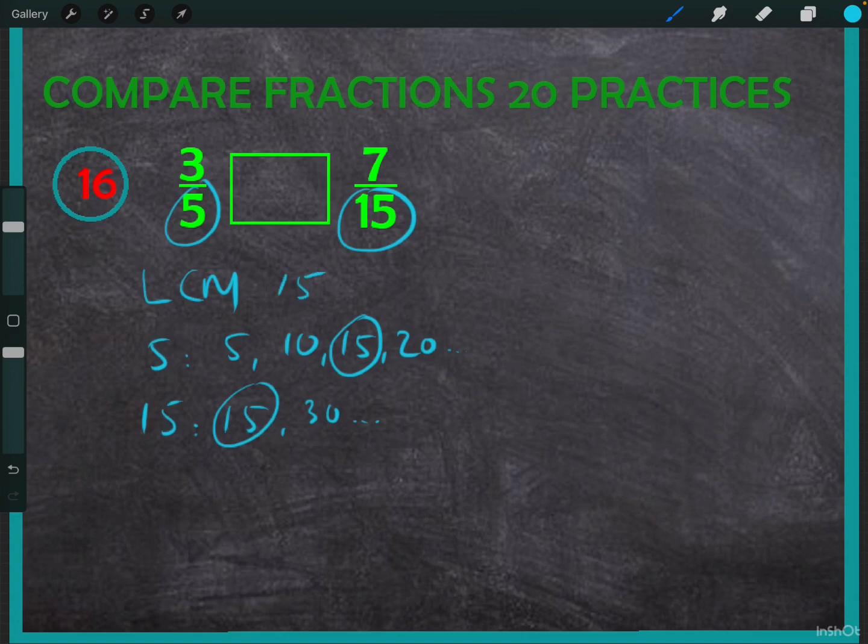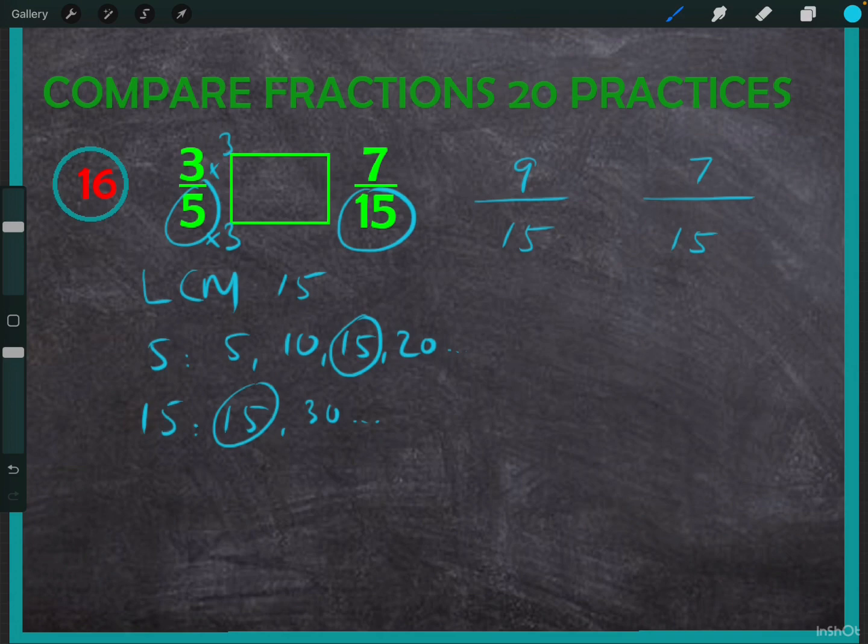From here, we will convert the two original fractions into two new fractions with 15 in the denominator. For the first fraction, we must multiply 5 by 3 and 3 by 3 to get the equivalent fraction. 3 times 3 is 9, so 9 over 15 is the equivalent fraction of 3 over 5. The second fraction, we only need to write 7 over 15 again.